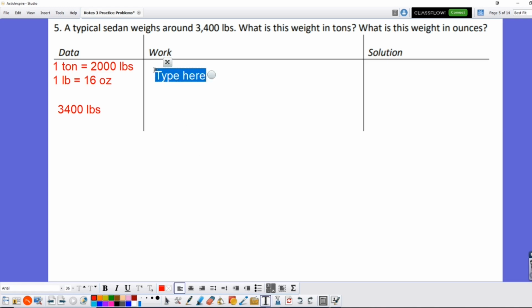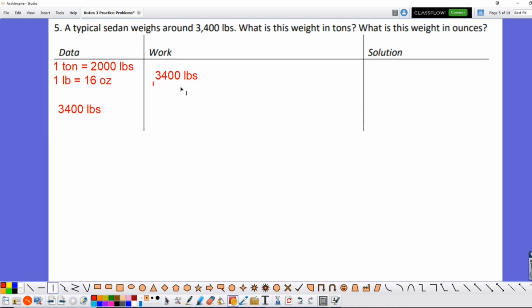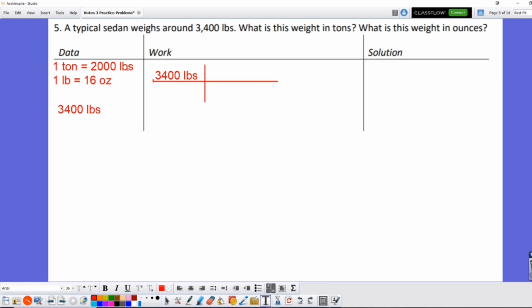So I'm going to write down my starting number, 3,400 pounds, and start building my bridge. So I know I'm going to need, let's go this way, and then like that. Okay, if I want to convert from pounds to tons, this is actually pretty easy. I'm going to use this first conversion factor. I have pounds here in the numerator, so I need pounds here in the denominator. I'm going to put 2,000 pounds right here. And that leaves me putting 1 ton on top.